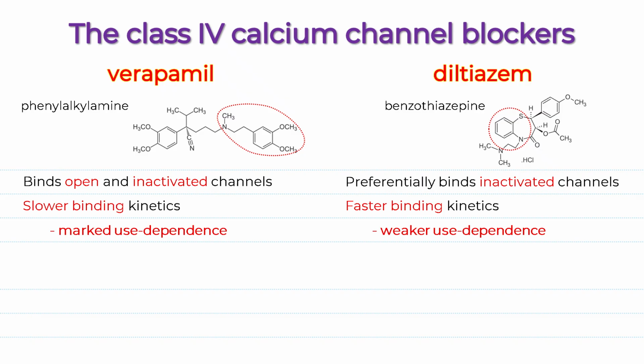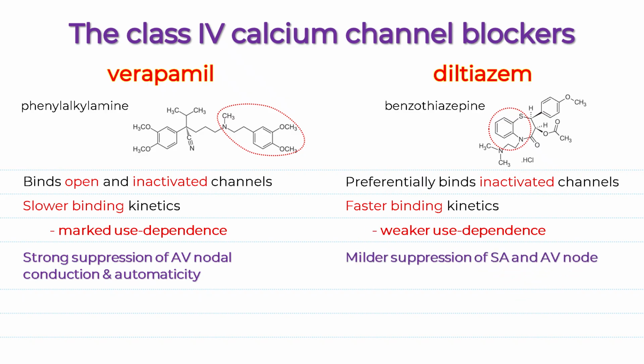Both drugs slow conduction through the atrioventricular node and reduce automaticity in the sinoatrial node. However, because of its stronger use dependence, verapamil produces greater nodal suppression, often leading to a more noticeable slowing of heart rate. Diltiazem's effect is milder, which can make it easier to tolerate in some patients. Although their antiarrhythmic effects arise mainly from actions on nodal tissue, both drugs also reduce calcium entry into ventricular myocytes, decreasing the force of contraction.